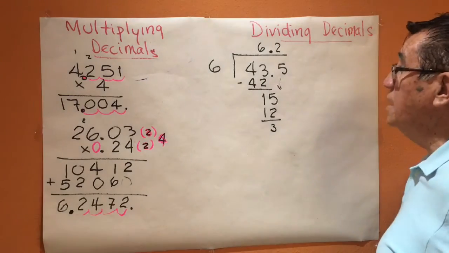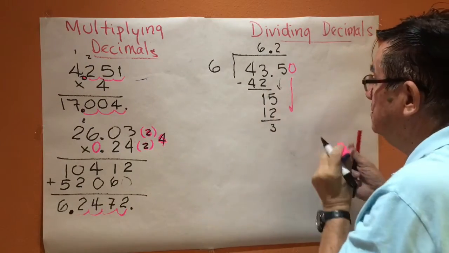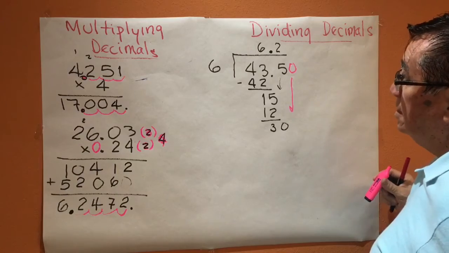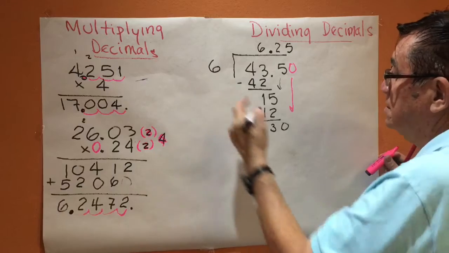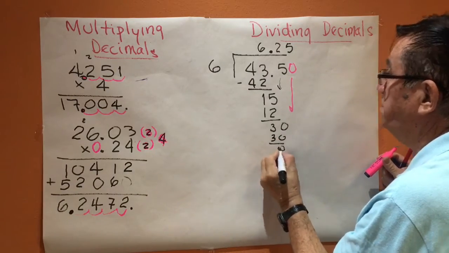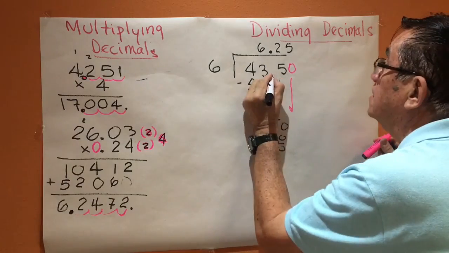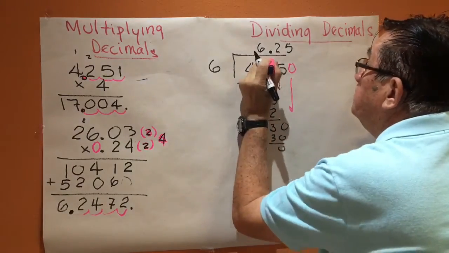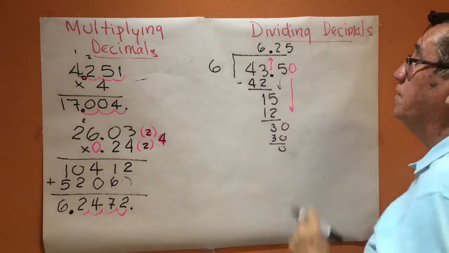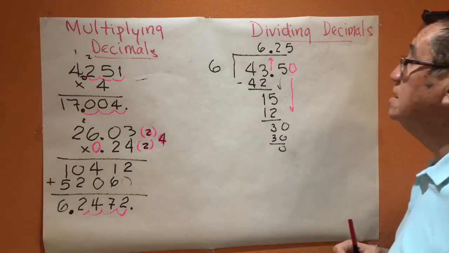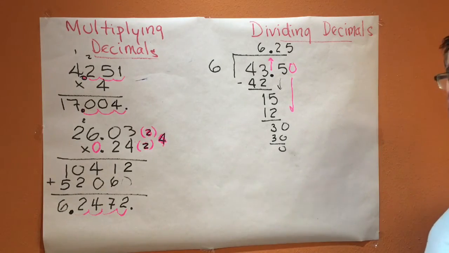Okay, I don't want to have a remainder, so I can use a 0. And I will get 30. 30 divided by 6 is going to be 5. 5 times 6 is 30. That means that my remainder is 0. So, the only thing that I have to be very careful about is that I have to follow the column of the decimal point, and my answer is going to be 6.25. All right? Well, let's do another example.